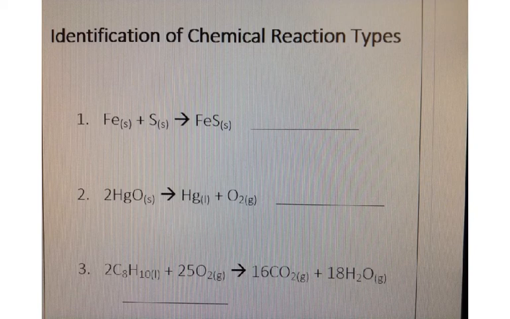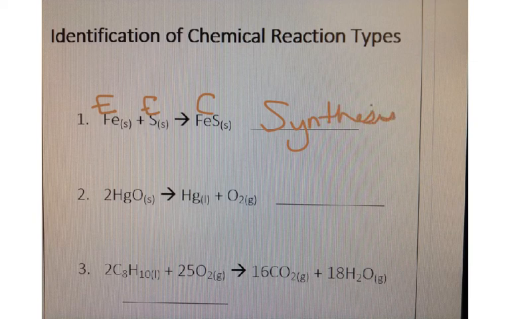After that, what you're going to want to do is write down if it's an element or compound. This guy is an element because it's all by itself. S is an element all by itself, and I'm producing one compound. So if I look at my 5 types of chemical reactions, an element plus an element producing one thing is going to be a synthesis reaction. You may abbreviate synthesis reaction as an S.